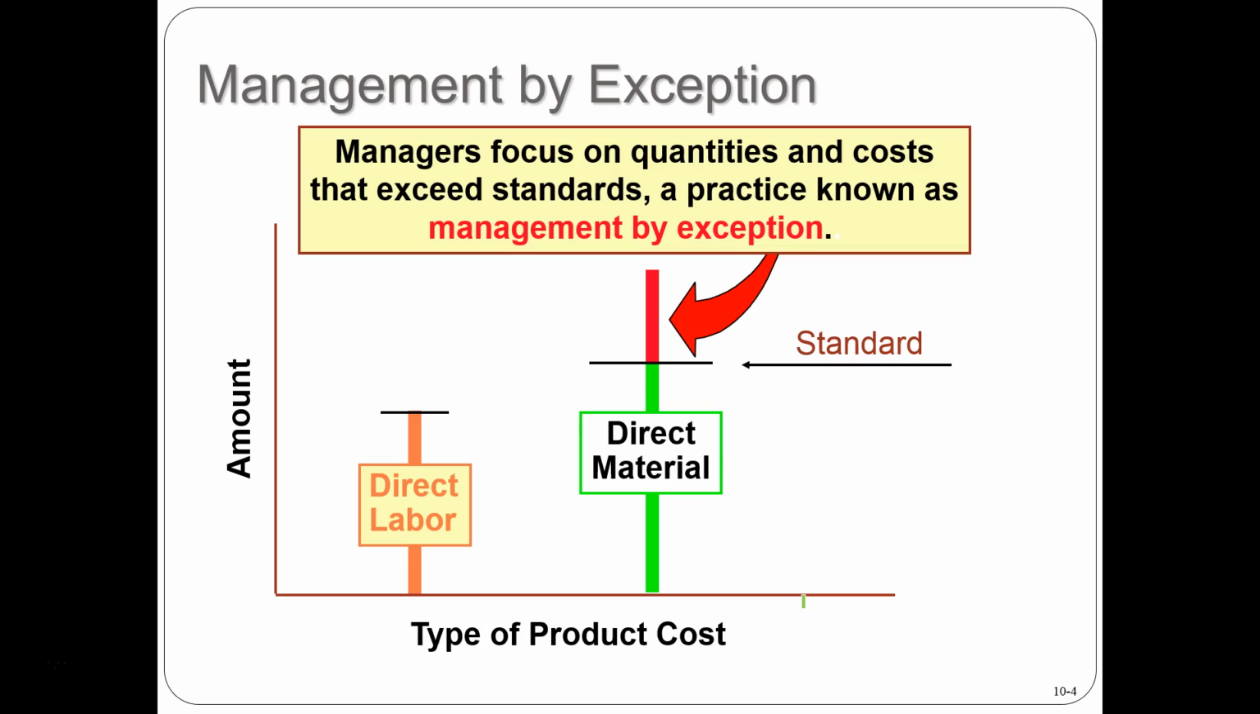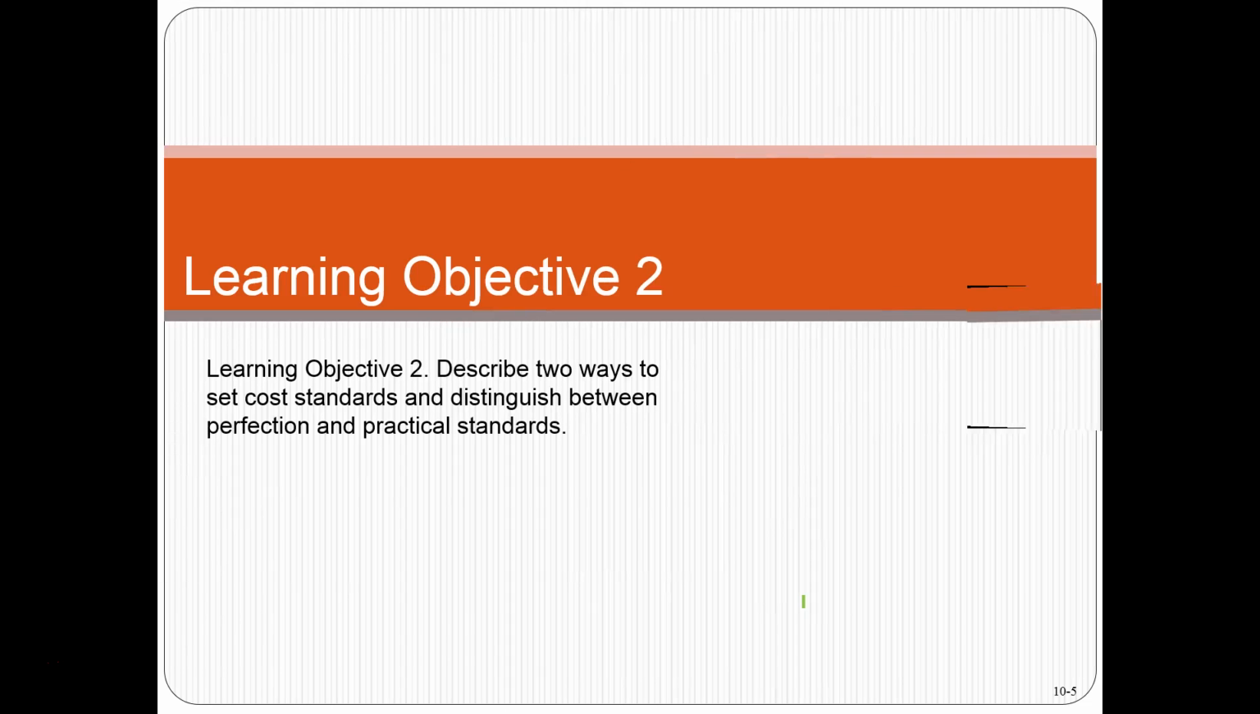So when we see differences, we're going to look for the variances that are outside the norm. We're going to manage by exception by looking at those. We're going to leave the others be, and by doing that, our focus is hopefully going to be more efficient in that we will concentrate on the areas that need concentration.